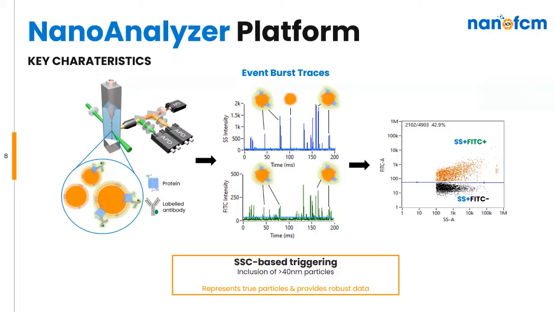On the right, you can see the dot plot, which is generated from the detection of these particles, utilizing the side scatter channel as the triggering channel, which means that only particles greater than 40 nanometers are shown on this dot plot before separation into the fluorescent positive and negative populations on the y-axis. Any unbound fluorescent signals not associated with the side scatter signal are not included on the dot plot, and this really ensures robust and true data.